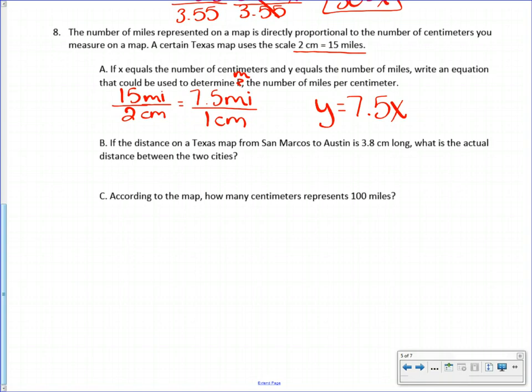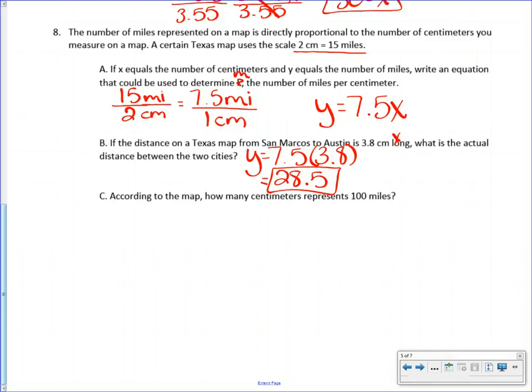Letter B. If the distance on our map, on the Texas map from San Marcos to Austin is 3.8 centimeters long, what is the actual distance between the two cities? So they gave us the measurement in centimeters, so that's going to be x. So take your equation, and you're going to substitute 3.8 in for x. Multiply those together, and you're going to get 28.5. So if the distance shows 3.8 centimeters, that's actually 28.5 miles.